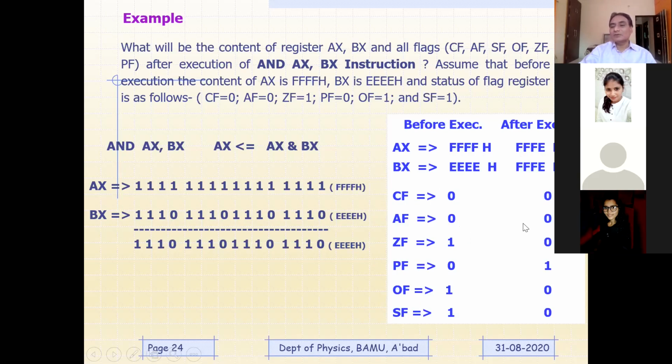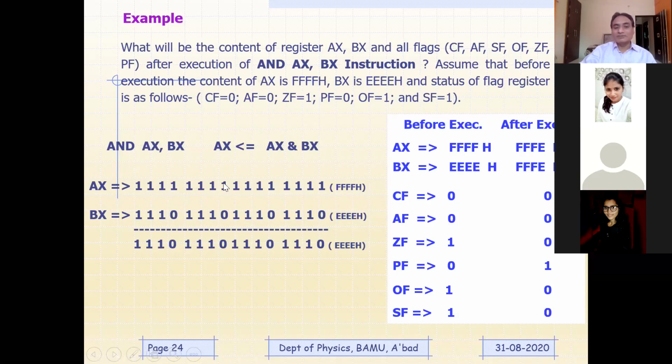Let us see what happens after execution. First of all, you can see AND AX comma BX means the content of BX would be logically ANDed with AX and the result would be updated in AX. Now see what I did here: first I wrote AX. What is AX? I have written FFFFH in binary. See, FFFFH, this is the hex equivalent. What is its binary equivalent?